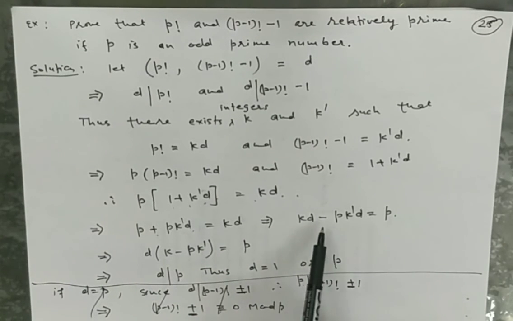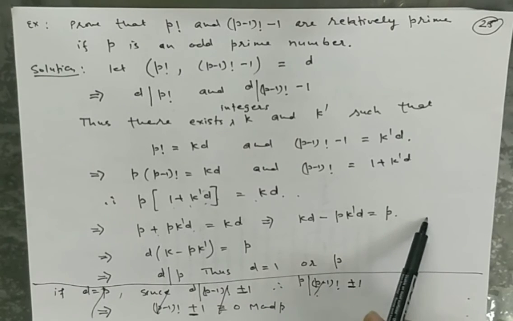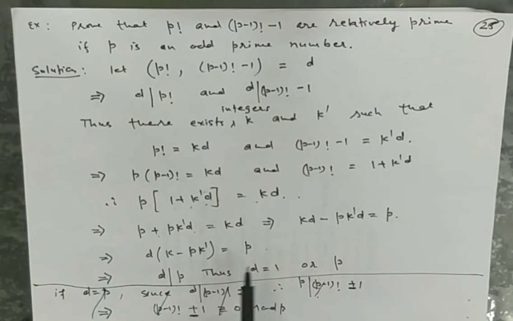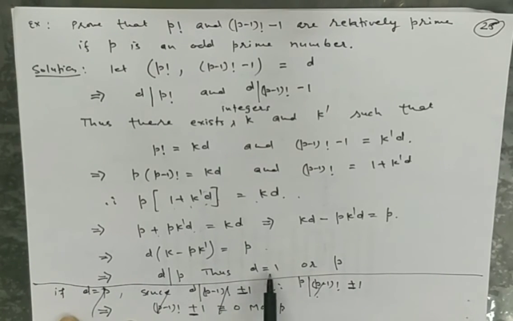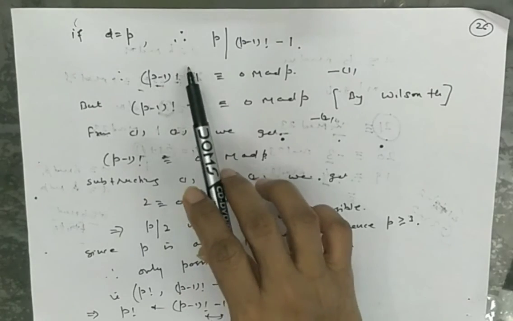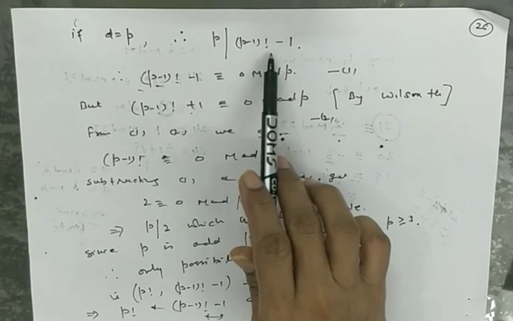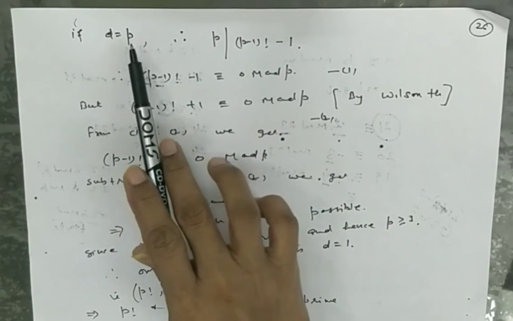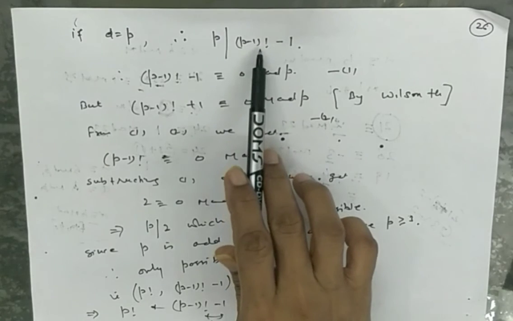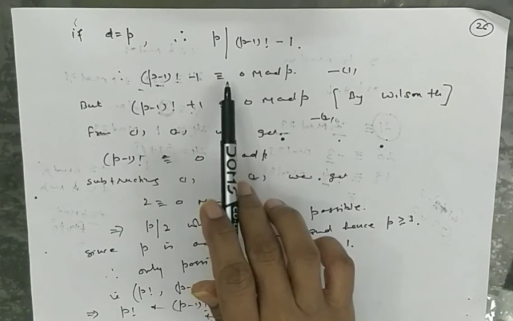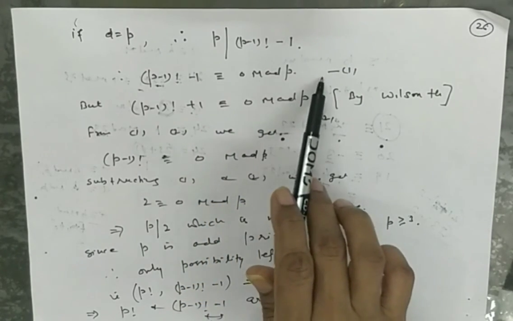Multiplying by p in this, we get p plus p k dash d equal to kd. This implies kd minus p k dash d equal to p, or we can say d into k minus p k dash is equal to p, and this shows that d divides p, thus d will be equal to 1 or p. Now if d is equal to p, then what will happen? Then since d divides p minus 1 factorial minus 1, the d equal to p shows that p will divide this p minus 1 factorial minus 1. That means p minus 1 factorial minus 1 will be congruent to 0 modulo p.